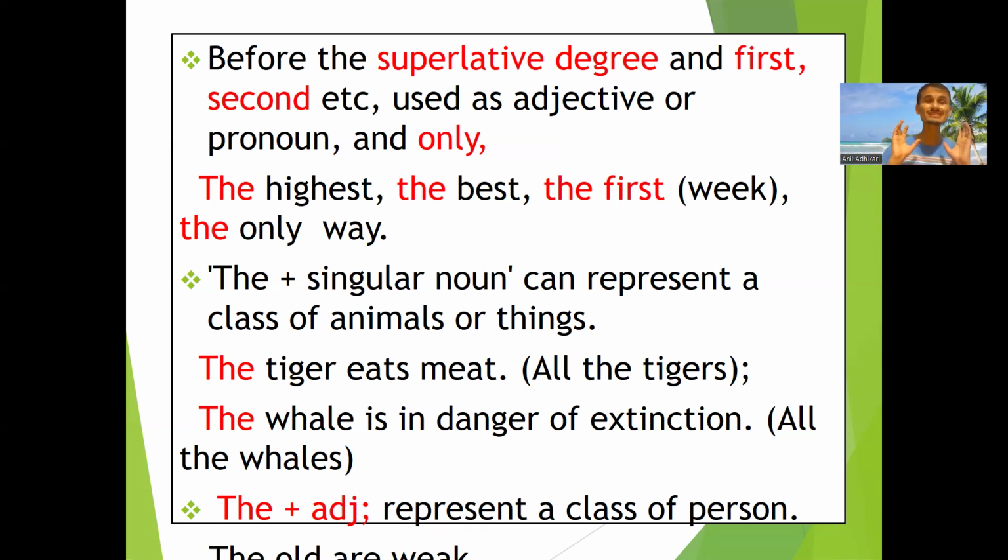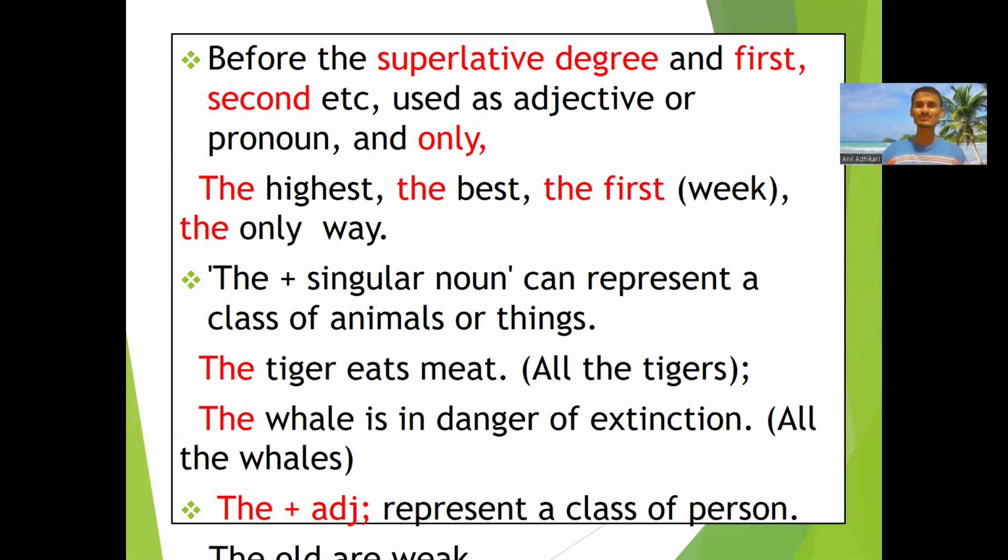Similarly, a singular noun can represent a class of animals or things. If a single noun can represent a whole class, for example, if a cow represents all cows, then we use the. Now you can see here, the tiger eats meat. Here the tiger means all the tigers, because all tigers eat meat, we know that. Isn't it? Of course. All tigers eat meat. Obviously.